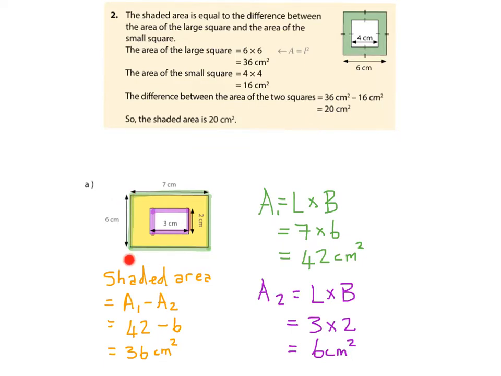In our next question, the first one that I've asked you to do, question 1a, we are given two rectangles, and the small inside rectangle has been subtracted from this big outside rectangle to leave this yellow shaded part. So if we work out the area of the outside rectangle, saying length times breadth, and then we work out the area of the inside rectangle, saying length times breadth, if we subtract the inside one from the outside one, we will get the value of the shaded yellow area, which is 36 centimeters squared.